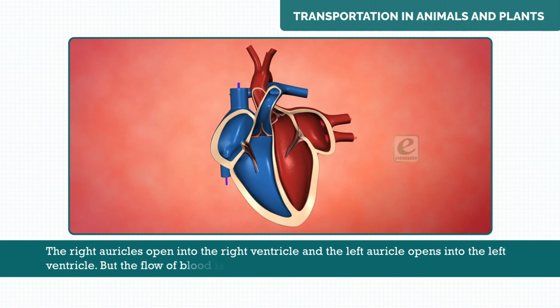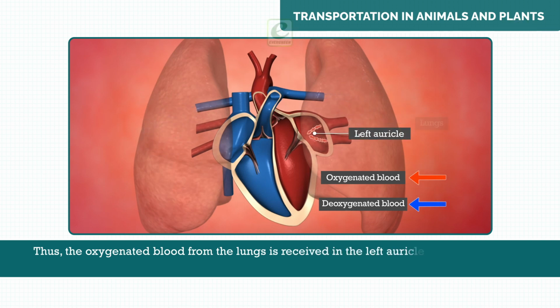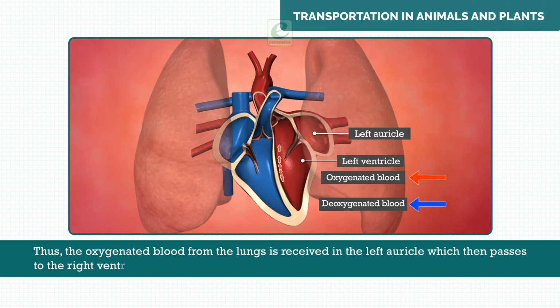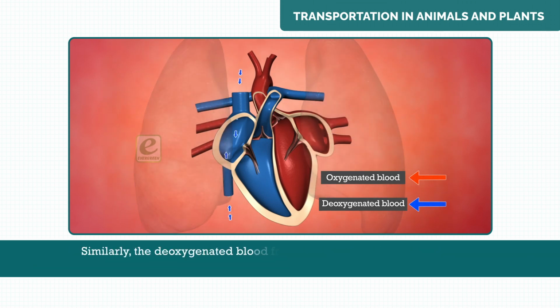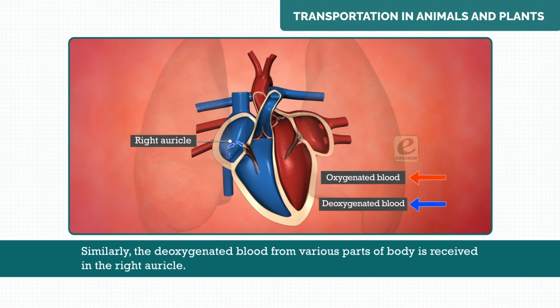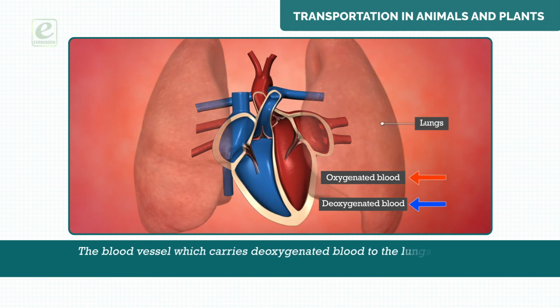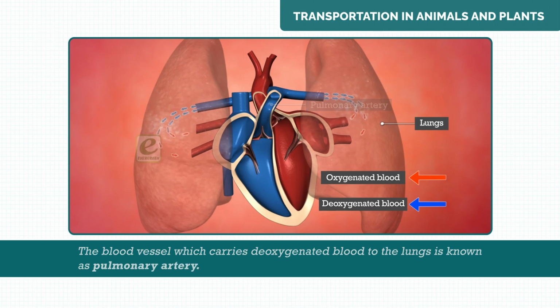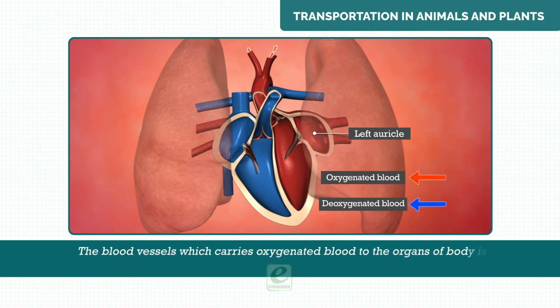But the flow of blood is unidirectional. Thus, the oxygenated blood from the lungs is received in the left auricle, which then passes to the left ventricle, from where it is circulated to the entire body parts. Similarly, the deoxygenated blood from various parts of body is received in the right auricle. The blood vessel which carries deoxygenated blood to the lungs is known as pulmonary artery. The blood vessel which carries oxygenated blood to the organs of body is known as aorta.